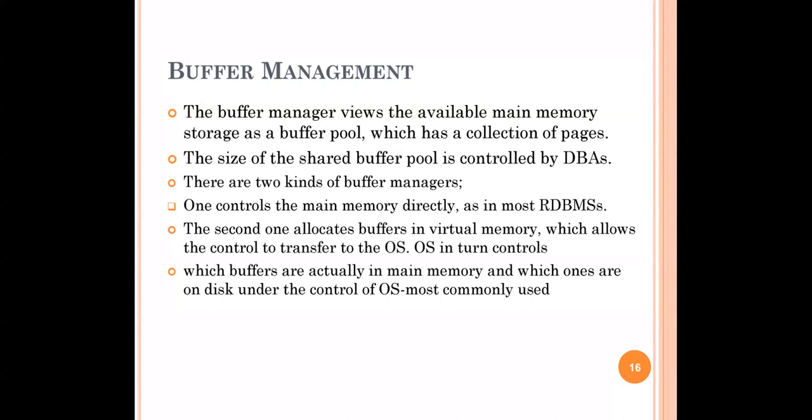Like, but cloud is logical as well as physical. But virtual means only logical, which allows the control of transfer to the operating system. The operating system in turn controls. So through the operating system, we are creating the virtual memory space. You might have studied physical memory and logical memory, that is virtual memory allocation, and which buffers are actually in main memory and which ones are on disk under the control of the operating system most commonly used.